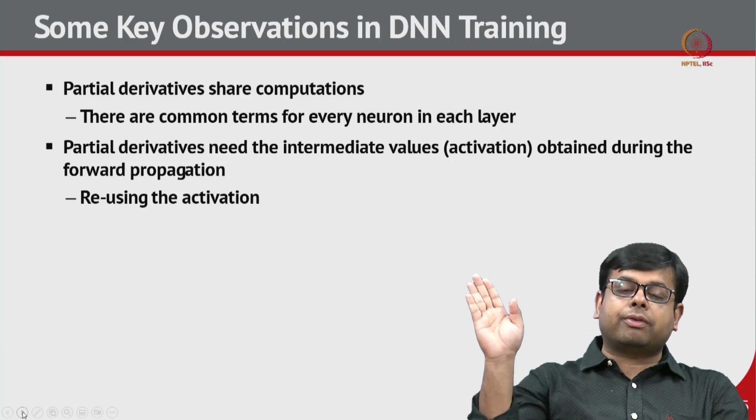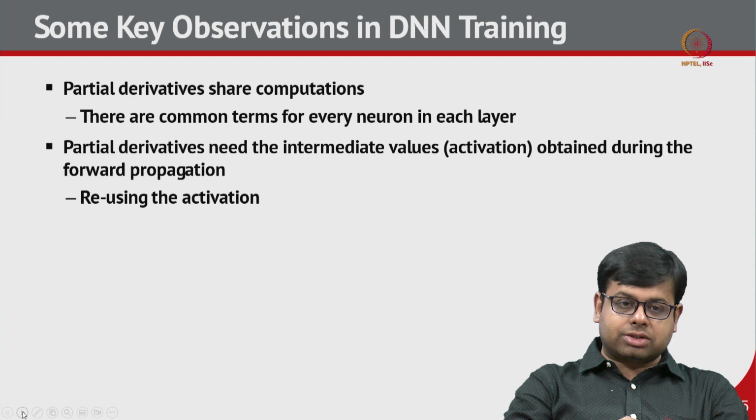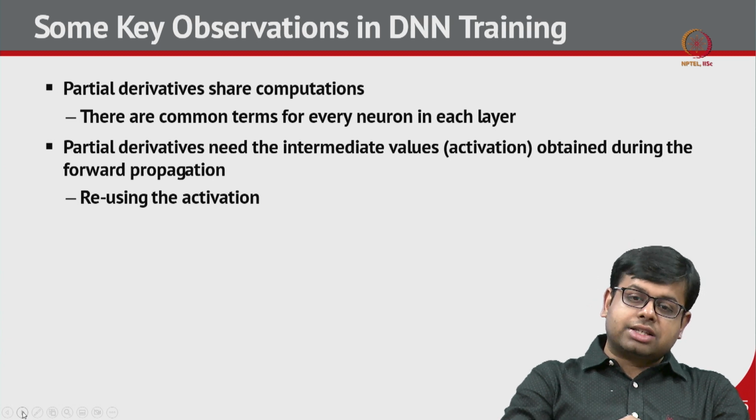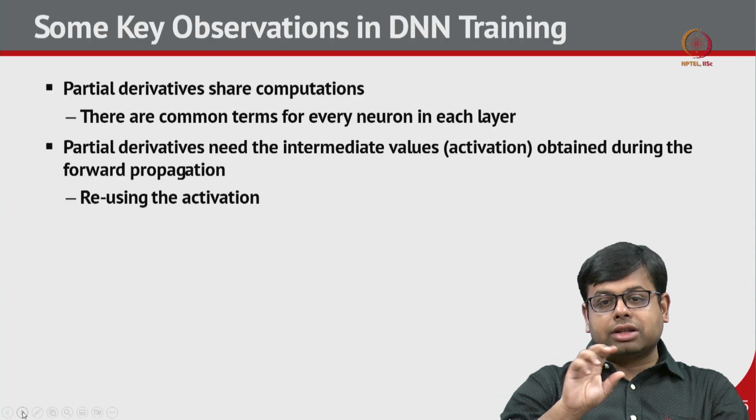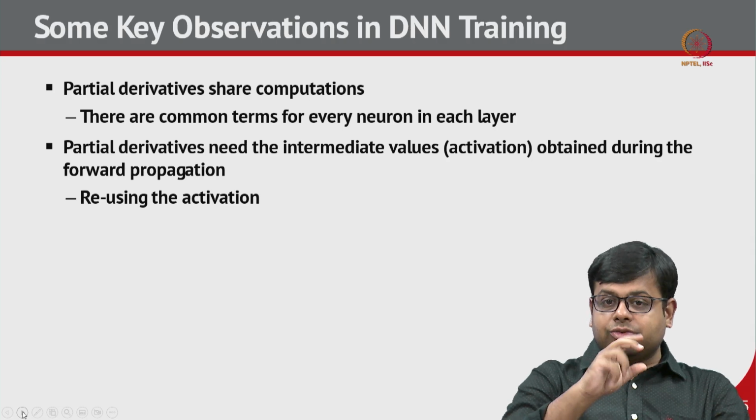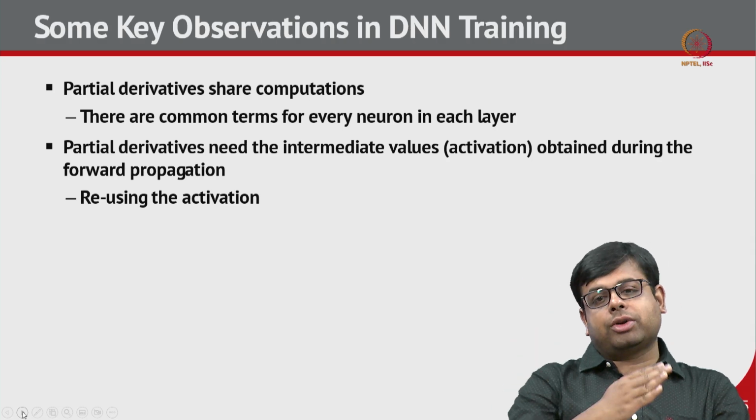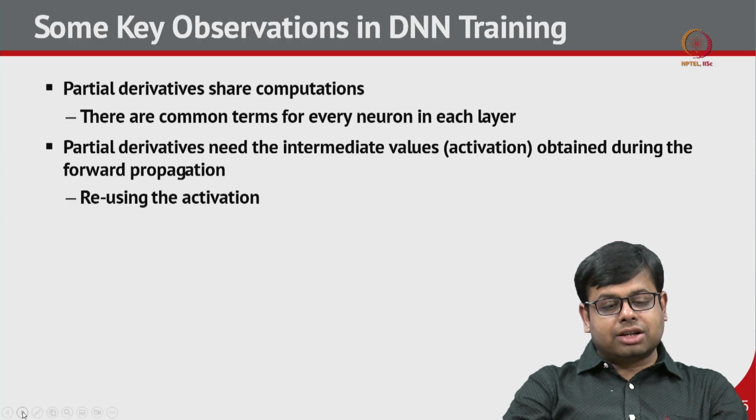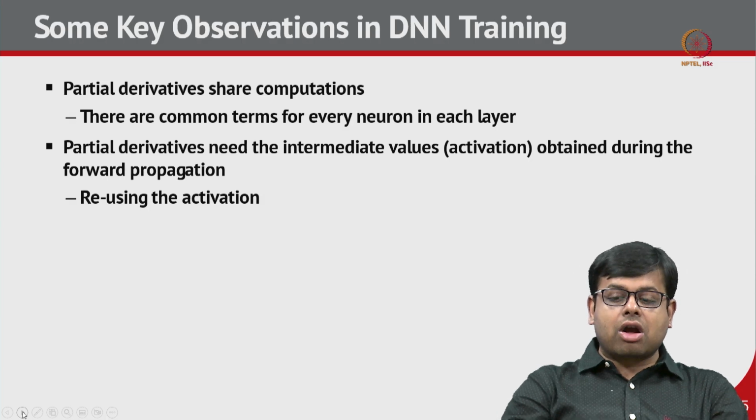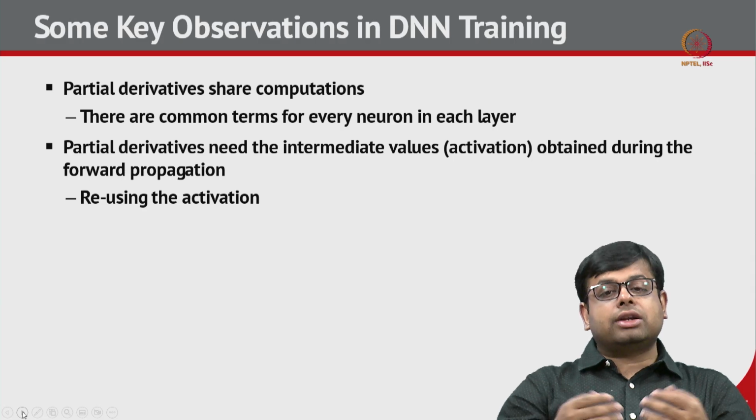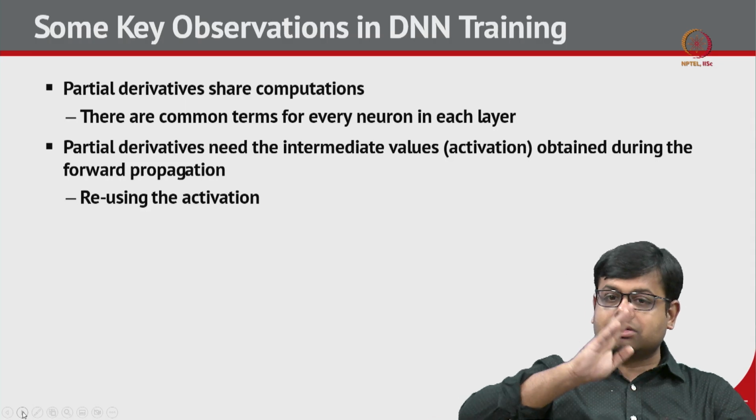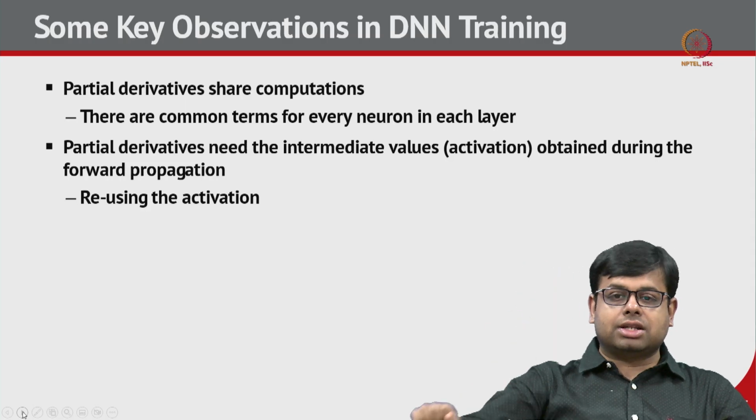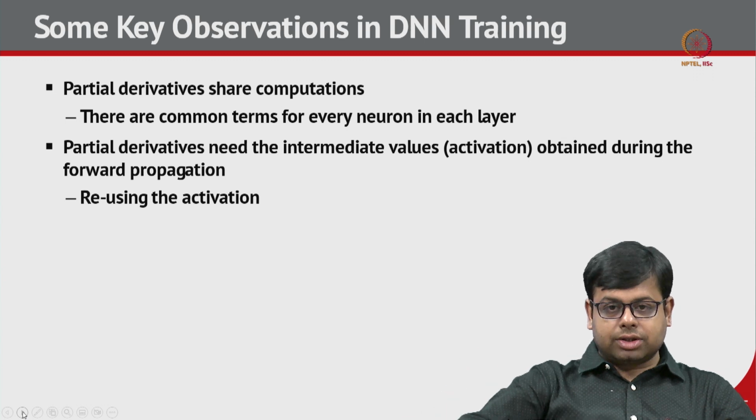Remember we perform that forward pass, or the inference, with the randomly initialized multilayer perceptron, right. In that case all the neurons generated some activation values, correct. So during back propagation, whenever we are performing the partial derivative, we need those intermediate values obtained during the forward propagation. Either we can recompute or we can reuse the activations, because during the forward pass we anyway generated them. So why not reuse. These are the key observations in DNN training.